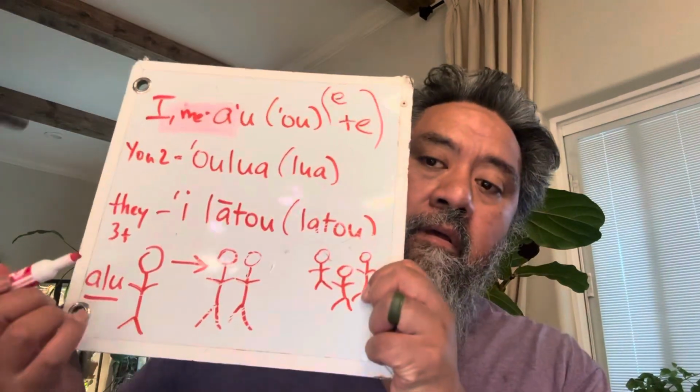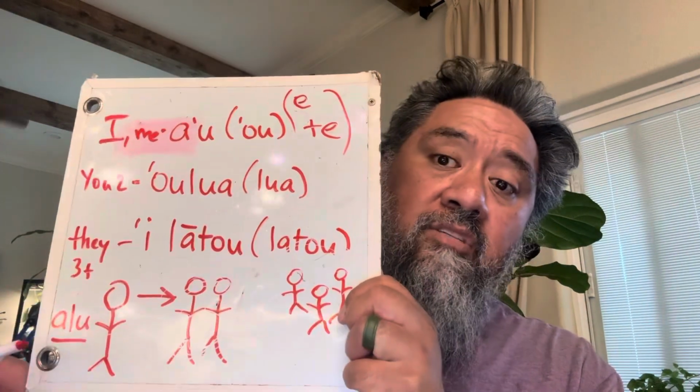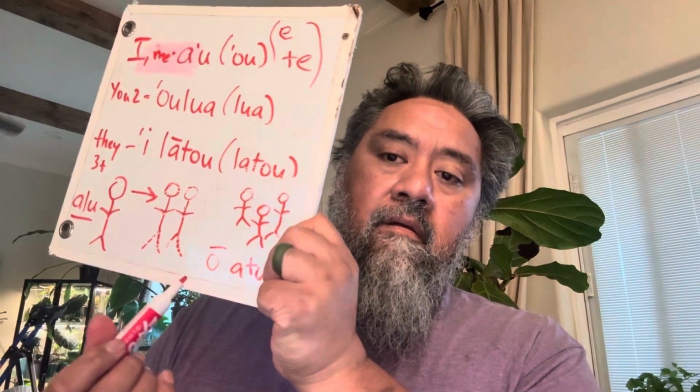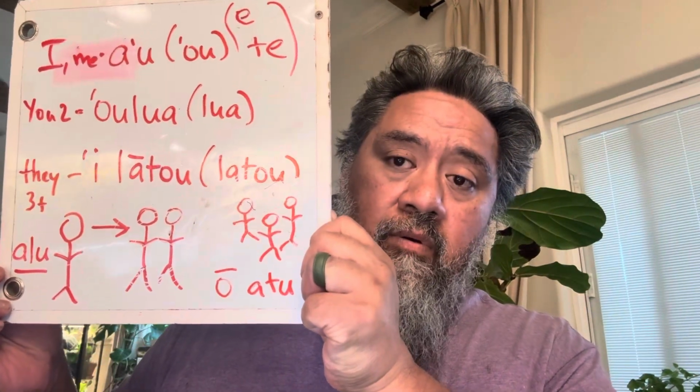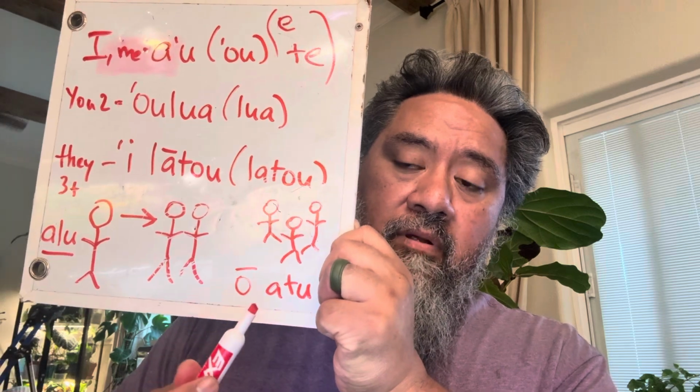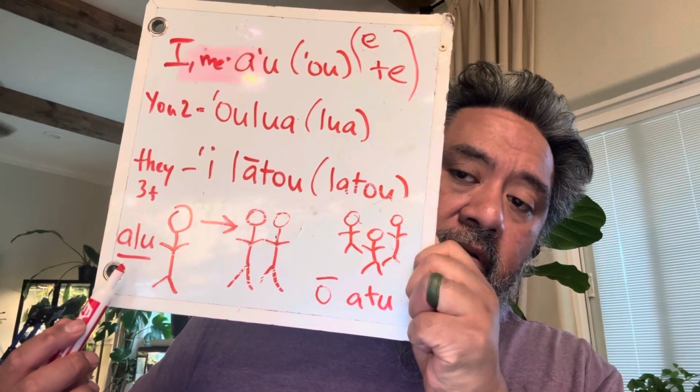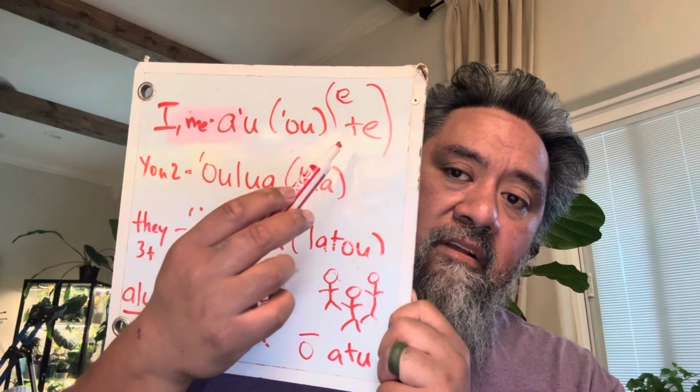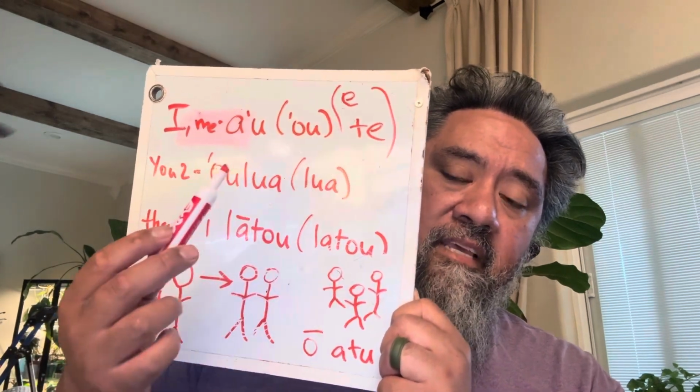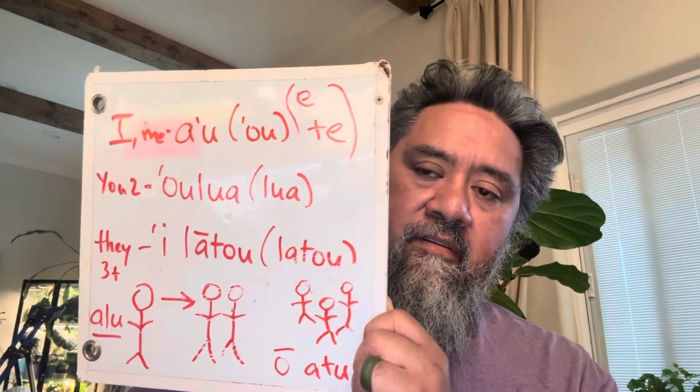So here's our verb, alu, that means to go, okay? Now we'll go with the full version of the plural, which is down here. That's oatu. So that's your plural to go, that's your singular to go, and here are your tense markers up here, e and te. So hopefully you're following here.